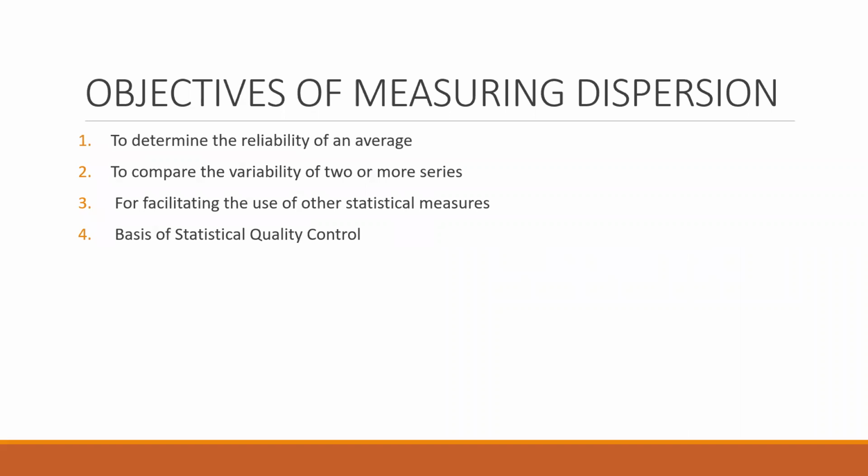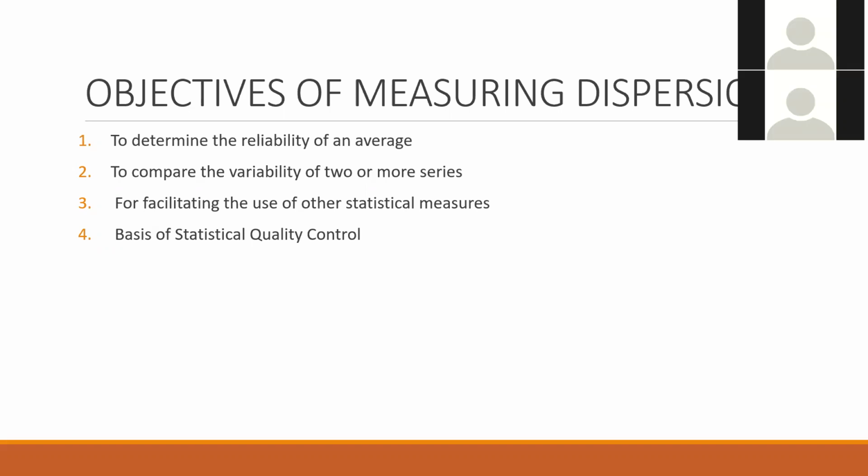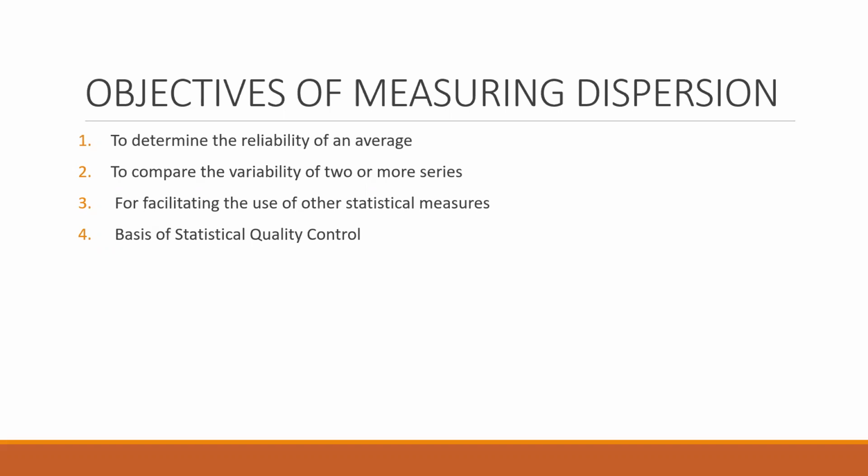So what are the objectives of measuring dispersion? First of all, to determine the reliability of an average. Second, to compare the variability of two or more series. Third, for facilitating the use of other statistical measures. And fourth, the basics of statistical quality control.